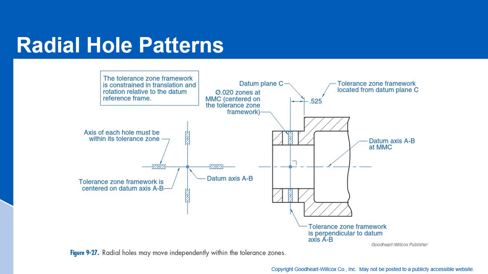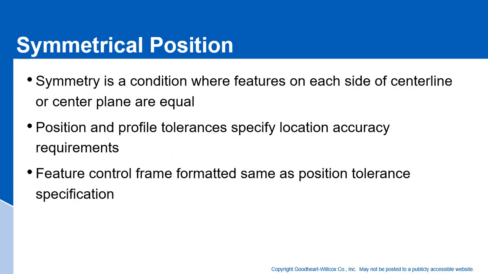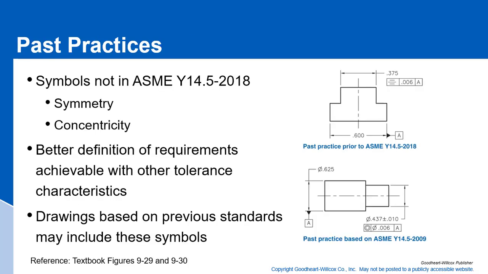Okay, so let's talk about symmetry for a minute. Symmetrical position. Symmetry is a condition where features on each side of a center line are equal. Position and profile tolerances can specify location accuracy requirements. Feature control frames are formatted the same as position tolerance specifications. Symmetry used to be a symbol. There were two past practices prior to GD&T 2018. One of them was symmetry and the other one was concentricity.